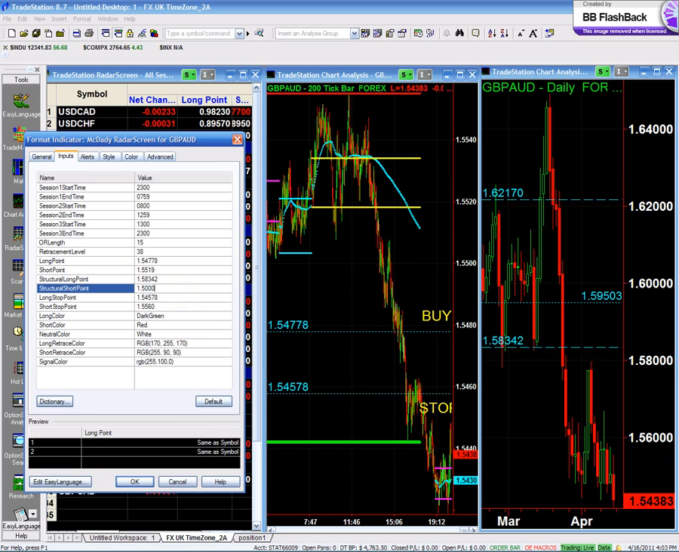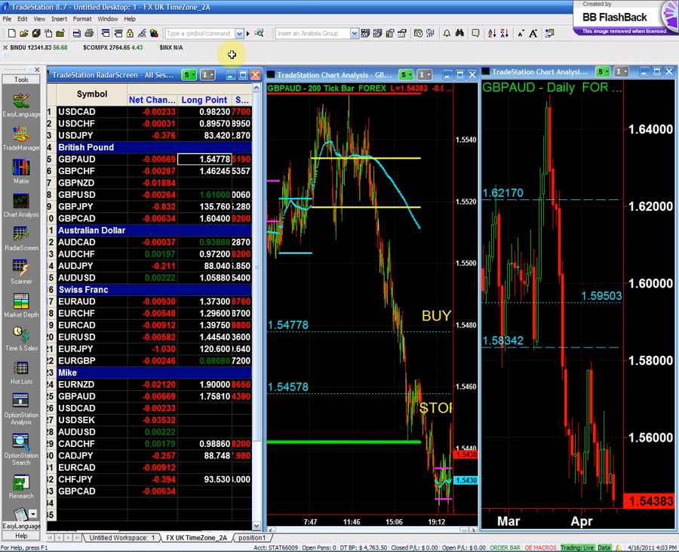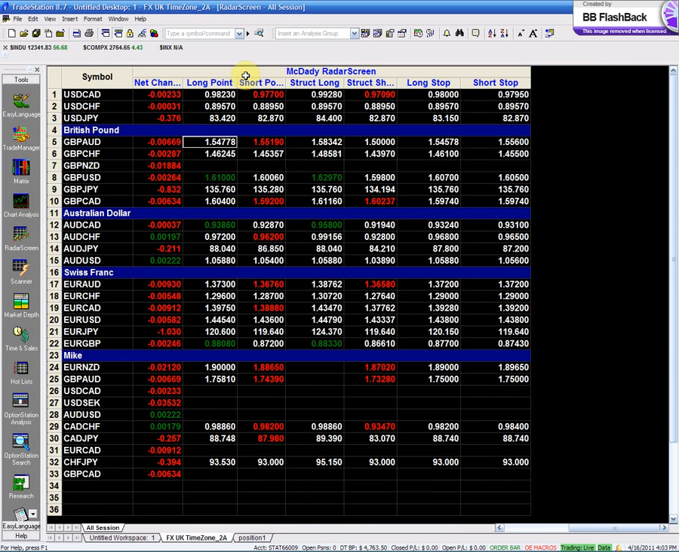Okay, so this is the pound Aussie. We're going to buy it above 154.77, and if we do, we're going to place our stop below 154.57. So we're risking about 20 pips. Our structure long is the 158. So if it does break above that, we have about 400 pips to the upside.